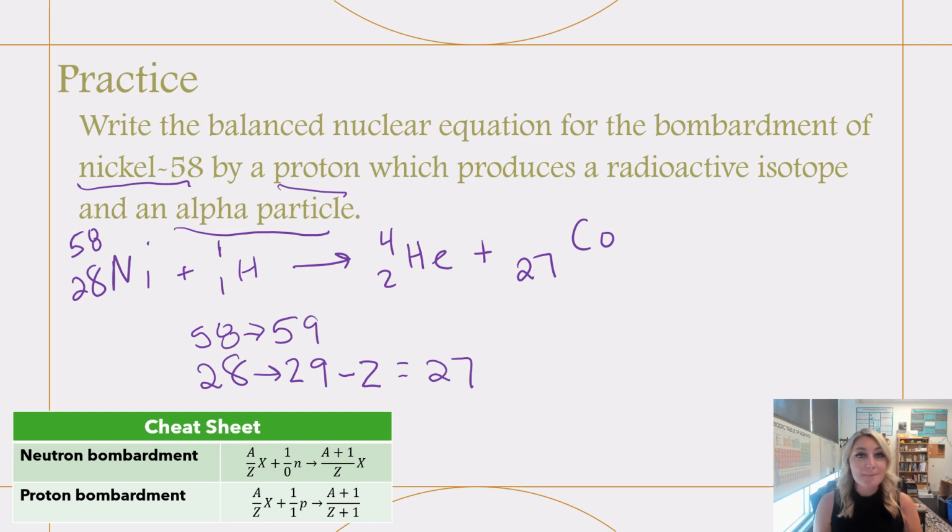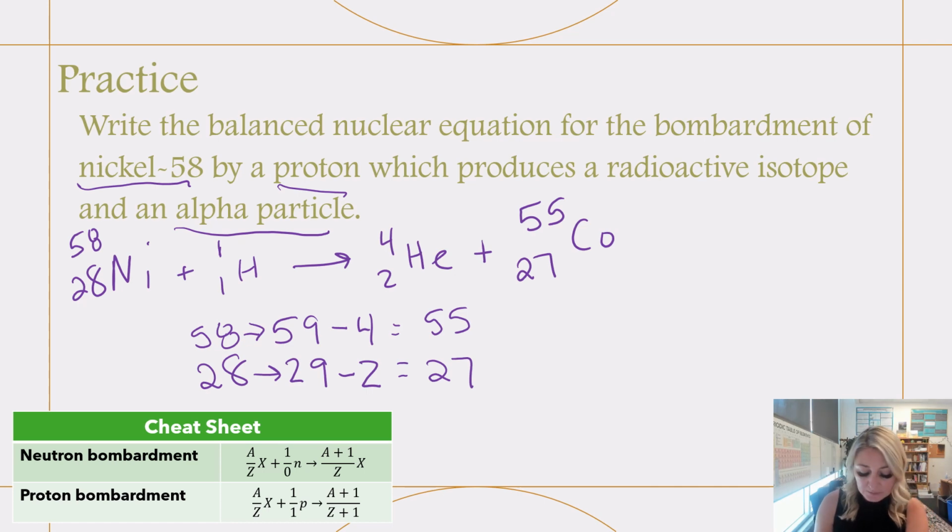And instead of having a mass of 59, I have to remove the 2 protons and 2 neutrons that the alpha particle has from this new number. So I actually have a value of 55 for the new mass.